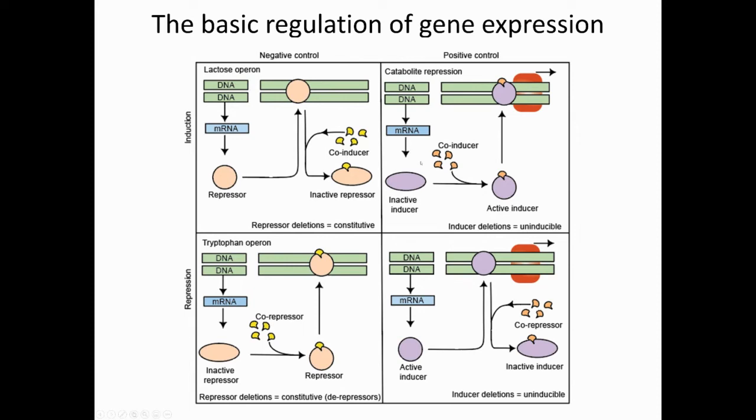That's the co-inducer. For positive control, you have the inactive inducer. If you have a co-inducer, then it becomes active. If you remove the co-inducer, then it's inactive. And here for repression, the active inducer, if you add a co-repressor, then it will not bind. So it's a repression. That's the basic regulation.